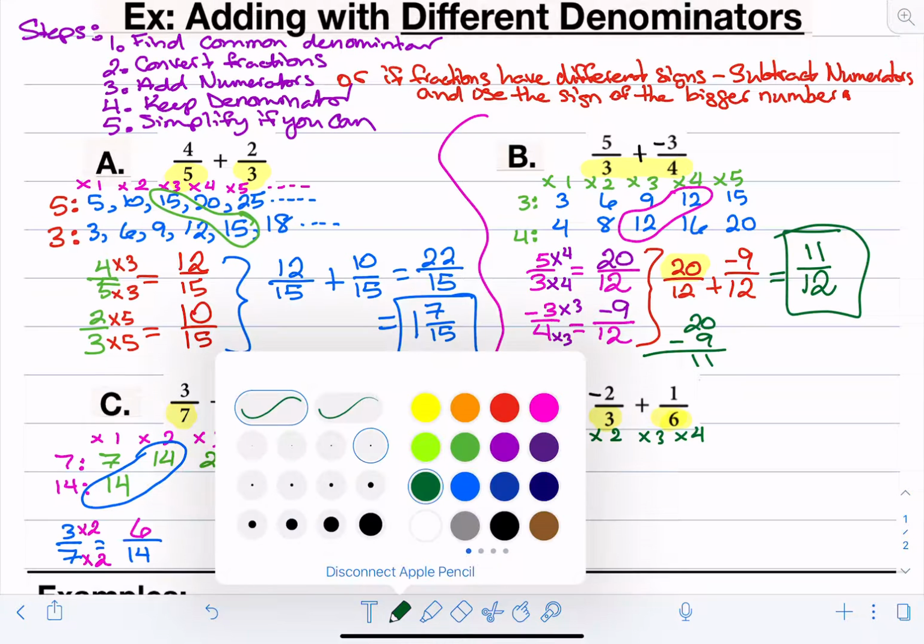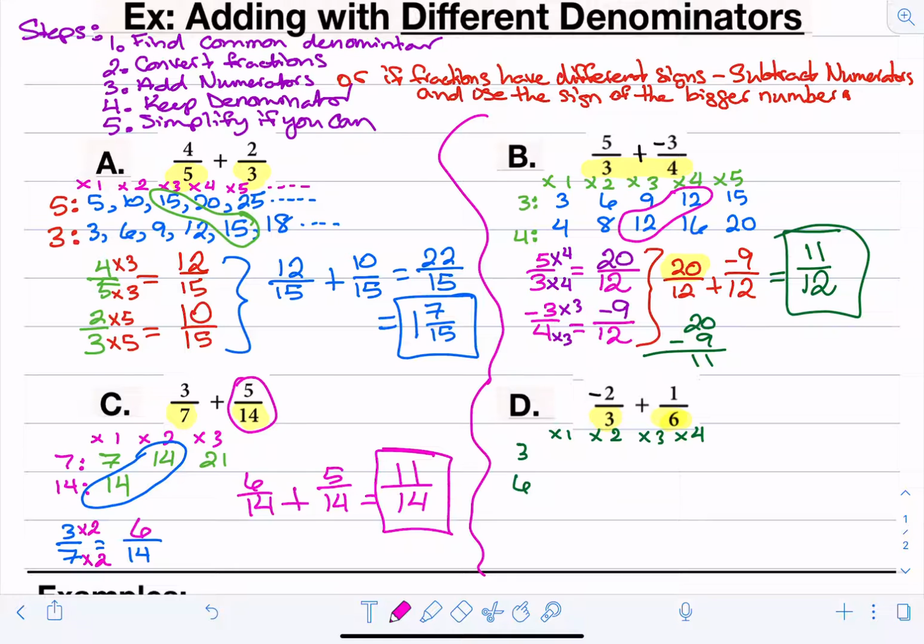Okay. Now I'm going to write out my multiples. And the multiples of 3, so 3 times 1 is 3, 3 times 2 is 6, 3 times 3 is 9, 3 times 4 is 12. I'm now going to do it for the number 6. And if we don't have any numbers in common, then we're going to go out on our chart even further and do times 5, times 6, times 7, however far we need to go until we find the smallest number they both have in common. So for 6, we have 6 times 1, which is 6, 6 times 2, which is 12, 6 times 3, which is 18, 6 times 4, which is 24.